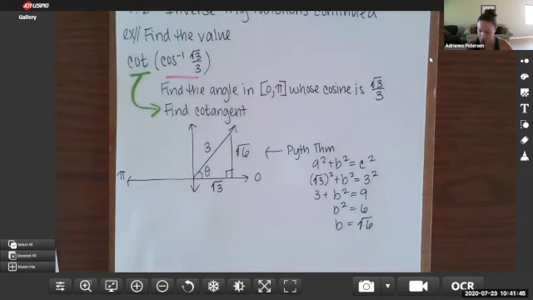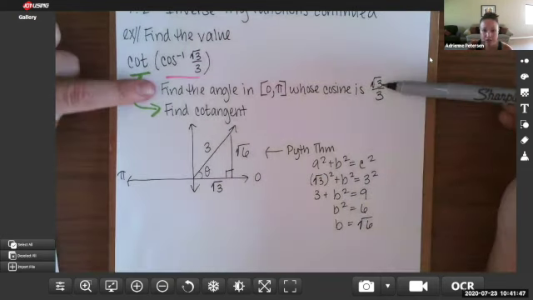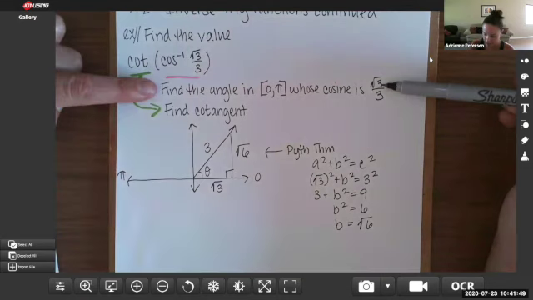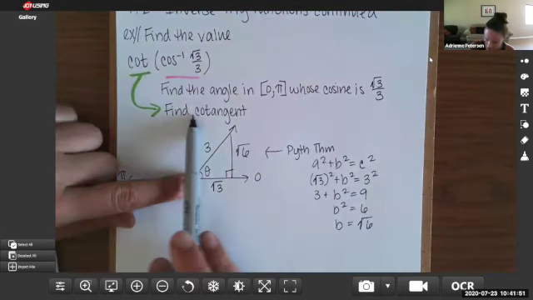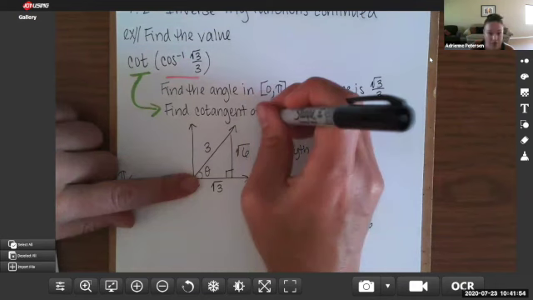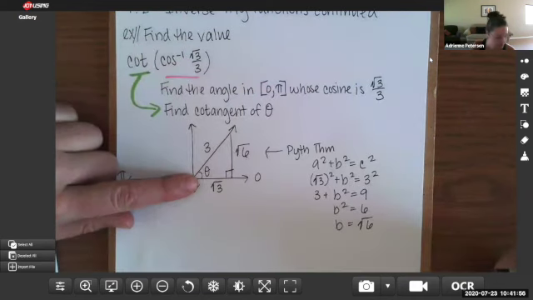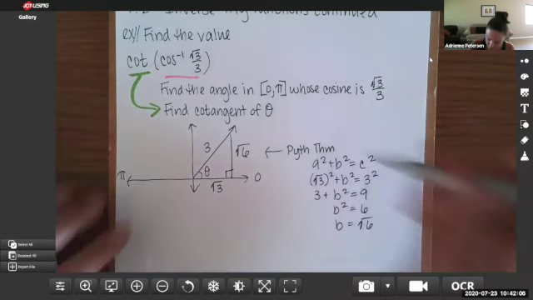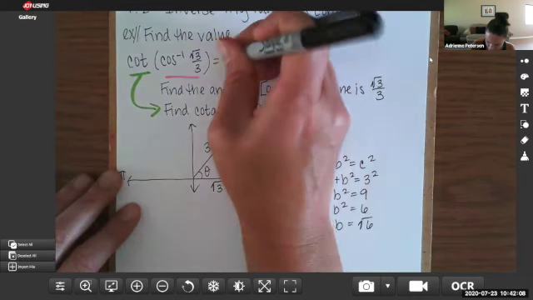So this side is square root 6. Okay, so we've done the inside operation, right? We found the angle in 0 to pi whose cosine is root 3 over 3. That's right here. Now we're asked to find cotangent of this angle theta that we found. So cotangent, we have SOHCAHTOA. Tangent's opposite over adjacent. That means that cotangent is adjacent over opposite, which is root 3 over root 6.